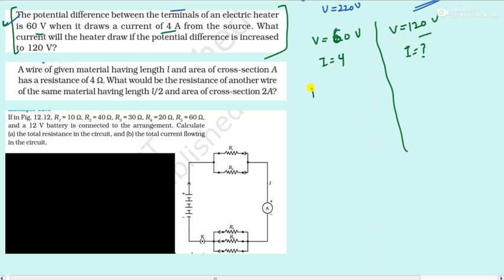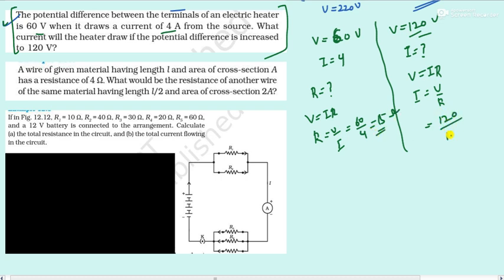So first find R. Why? V is equal to IR, so R is V by I. 60 by 4, 15. Correct? R is 15 ohm. Now using V is equal to IR, R is given, V is given, you need to find I. I is V by R. So V is 120 by R is 15. Both of them are divisible by 3. 3 5s are 15, and 3 40s are 120. Next, 5 ones are 5, 5 8s are 40. So I is 8 ampere. That's all. Very easy, right?